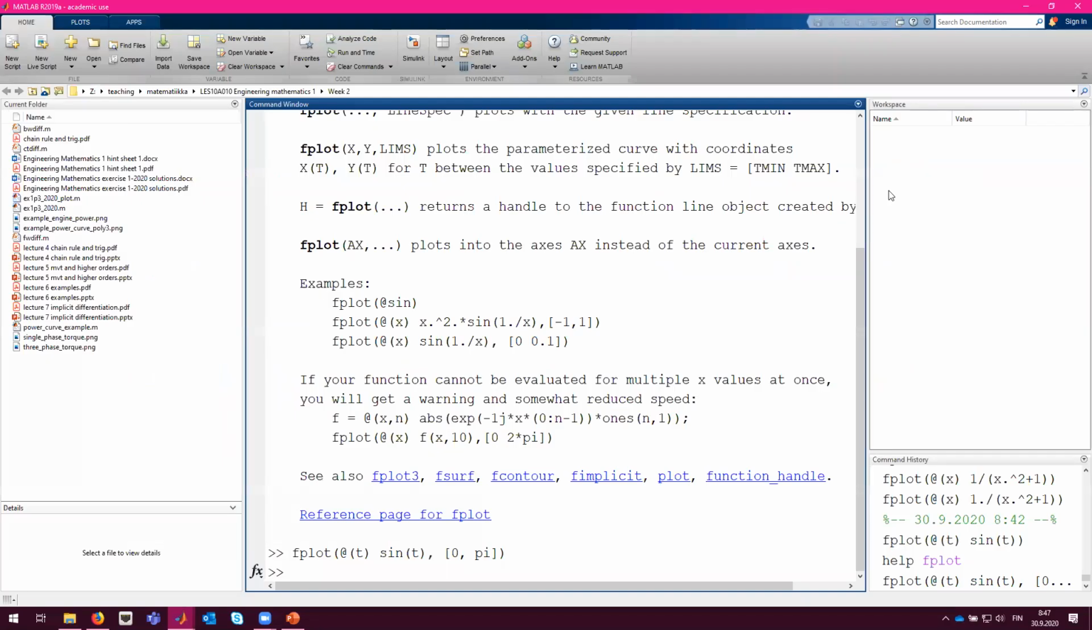So if we f-plot, well, x if you insist, x squared. Now I need to use these dots because otherwise this goes funny with the vectors MATLAB uses. So it actually calculates in parallel all the values within the range it calculates.